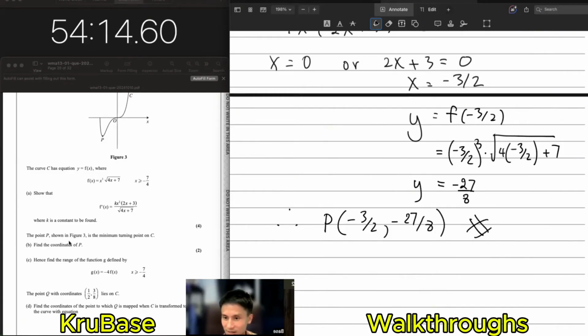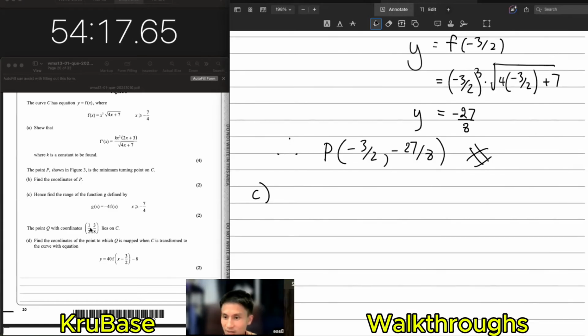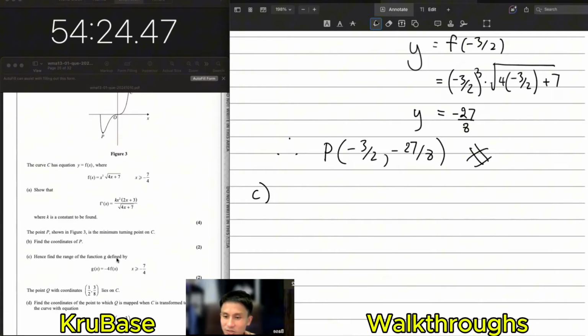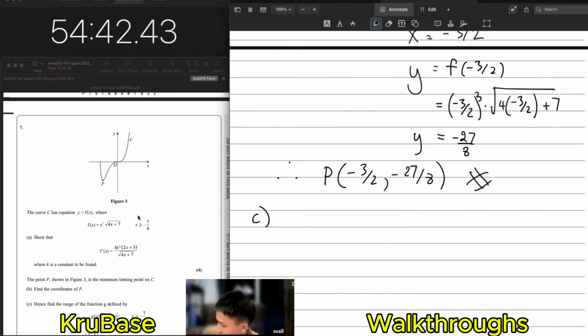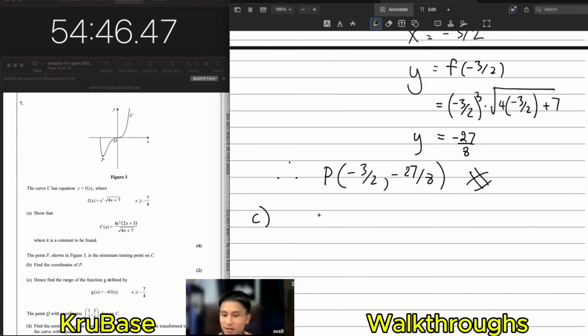So I like that. Part C, hence find the range of the function g defined by that. Okay, range of function g. g(x) is just minus 4 times f, so it's a flipped function and stretched by 4 times. But you've got to be careful: x is greater than minus 7 over 4. All right.